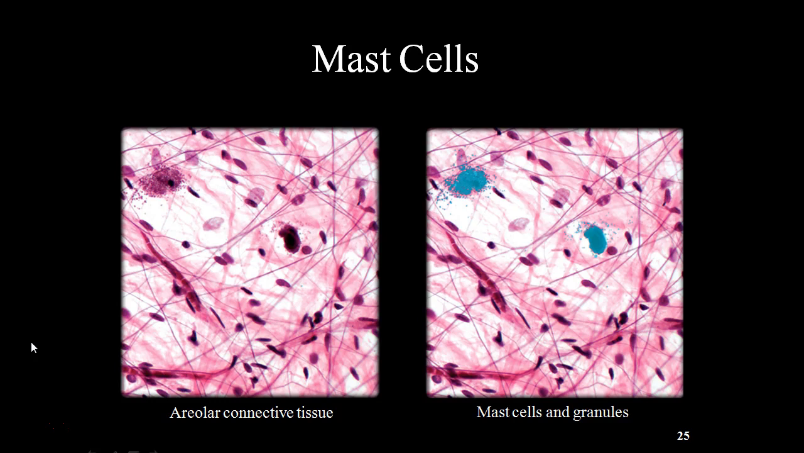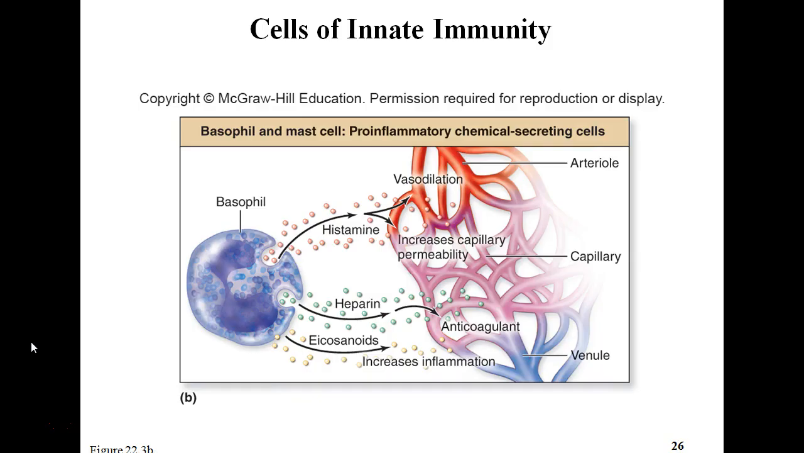Here's some histology showing those mast cells residing within connective tissue. And here's a diagram showing that release of chemicals such as histamines and heparins. And notice how they're having an effect on the capillaries that are near. We can cause vasodilation of those capillaries, thus helping in an inflammatory response.